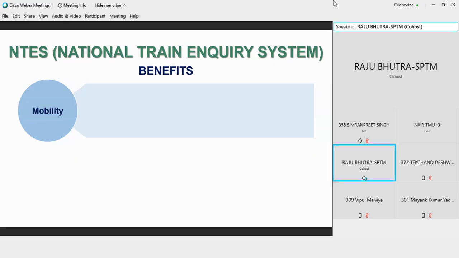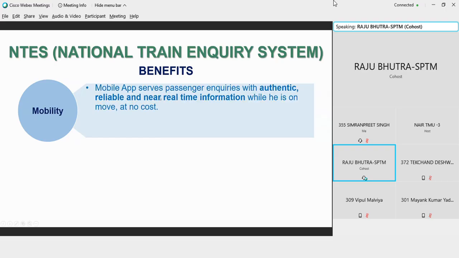Mobility. Mobile app serves passenger inquiries with authentic, reliable, and near real-time information while he is on the move at no cost. All the information is provided at no cost, real-time, reliably, and authentically. No more long queues at inquiry counters. So we don't require to have long queues at the inquiry counters. All the information is available through mobile apps. Then no more chargeable long inquiry calls are required.